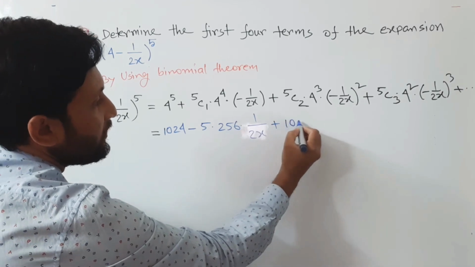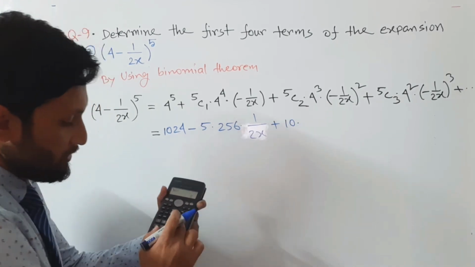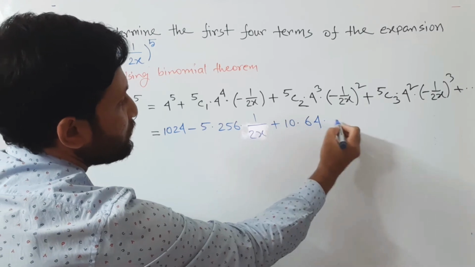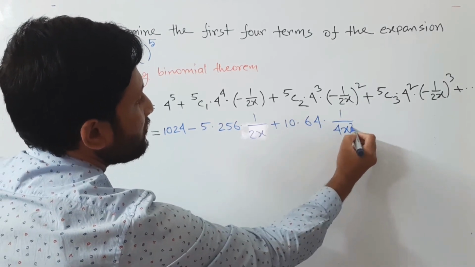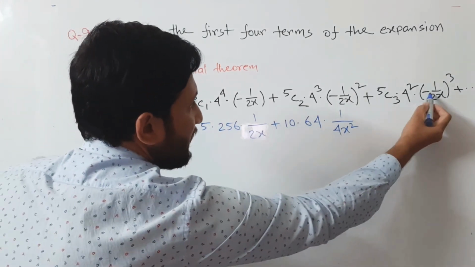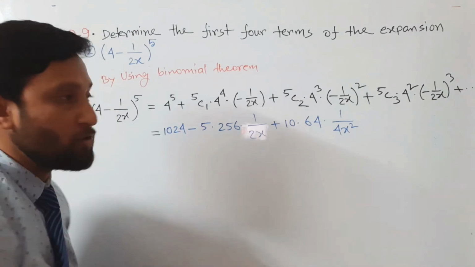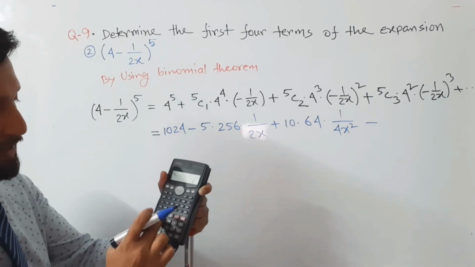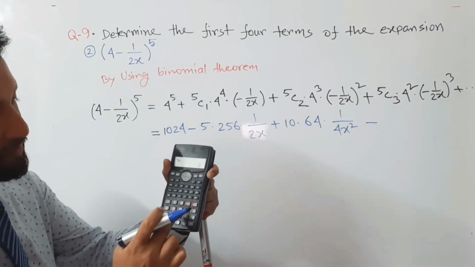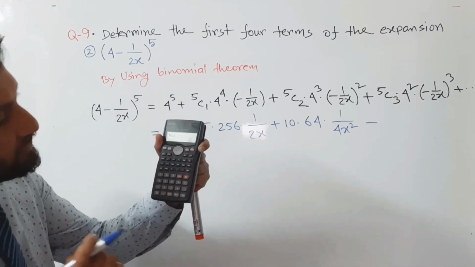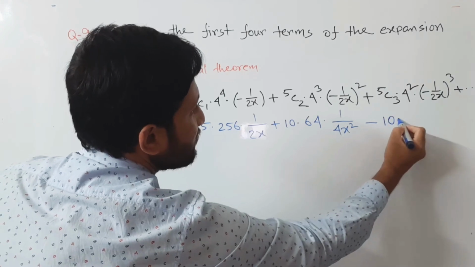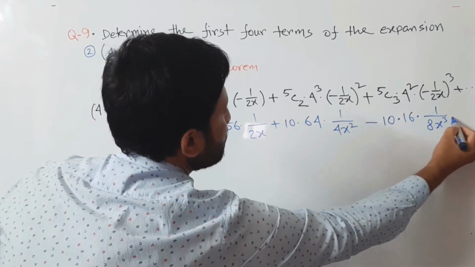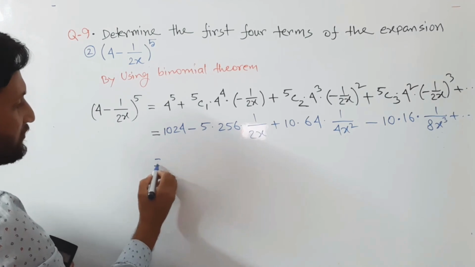So write down here 10, and then 4 cube, sorry, 4 cube means 64, into 1 by 4x square. And then for the next term, the sign will be minus, because minus with an odd power, cube, gives minus. So 5c3, here 5 shift divide 3, so the 5c3 value is 10. So write down here 10, 4 square means 16, into 1 by 2 cube, that means 8x cube. Okay, complete.